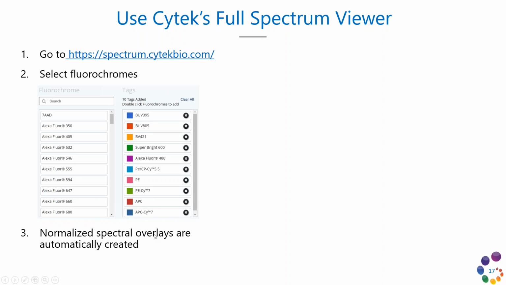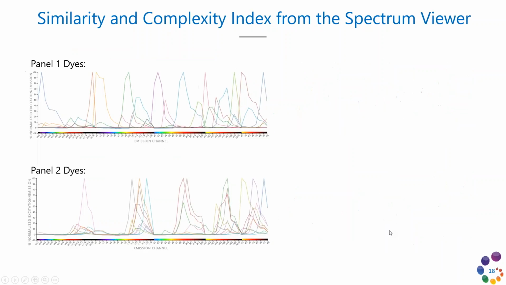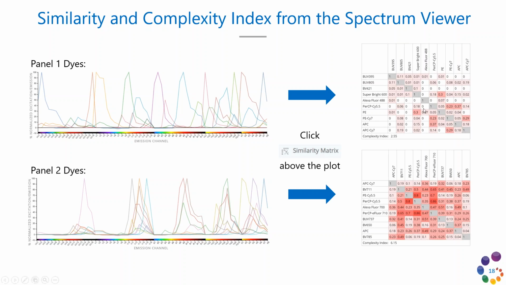Then once you've added them, the tool will automatically generate these normalized MFI plots for you. So here again, I'm showing that panel 1 up top. And again, there's less overlap of the signatures here. It's going to be a lower complexity index result compared to panel 2 on the bottom. Next, when you're on the website, there's a button right above the plots that says Similarity Matrix. And if you click that, then you can generate those same similarity matrix tables that you saw in SpectroFlo 2.2 software, again with the complexity indices right underneath them.